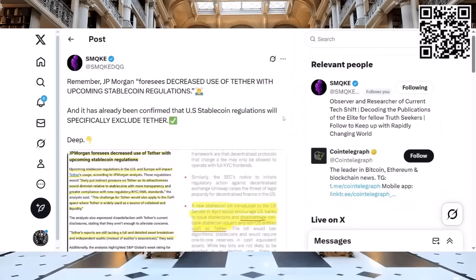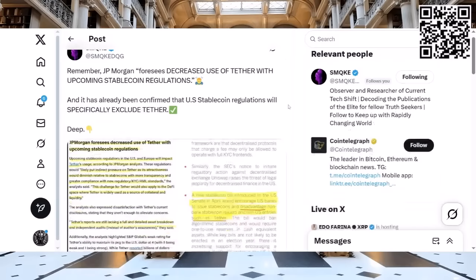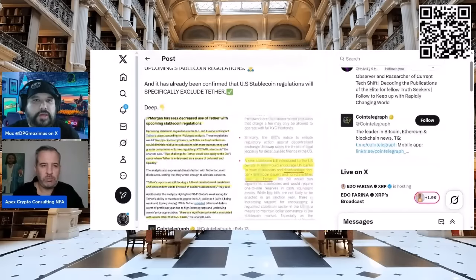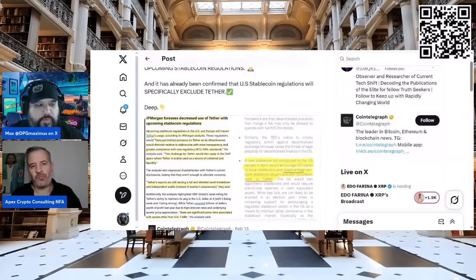He says, remember, JPMorgan foresees decreased use of Tether with upcoming stablecoin regulations. This is where a lot of people have pointed out the whole notion that if this happens, this will create that much more supply and demand for things like your RLUSD, obviously USDC. In the research I've done with, for example, Rue Black, we pointed out that USDC is basically 23% of the overall stablecoin market. Like, we were not going to dismiss that either. But RLUSD does not have that market cap that USDC has yet. Again, key thing here is yet.